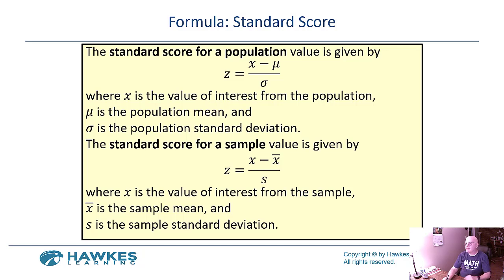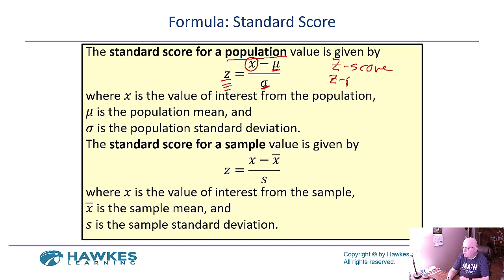Last of all, we're talking about the standard score. And sometimes that's referred to as a z-score, for perhaps obvious reasons. The way you calculate that is, if you're talking about a population, then you take whatever data value you've got, subtract the mean, this is the mean for a population, divide by the standard deviation, that's the standard deviation for a population. That gives you a z-score.